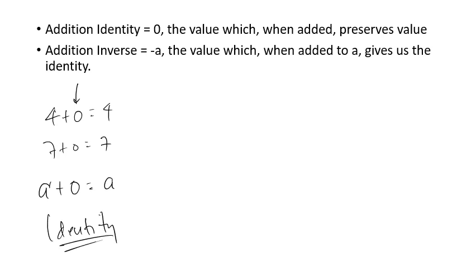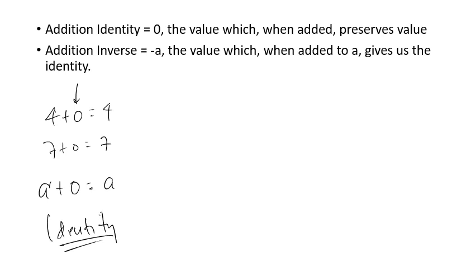Now, we have to specify the addition identity because later on we'll get to the multiplication identity. And you should know that if we multiply by 0, you don't keep the same value. So there's a different identity for multiplication. That's why we need to specify which one we're dealing with.